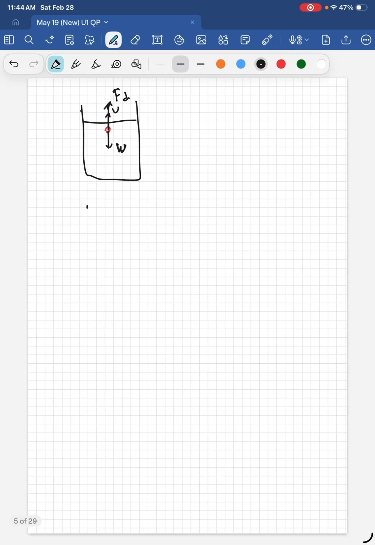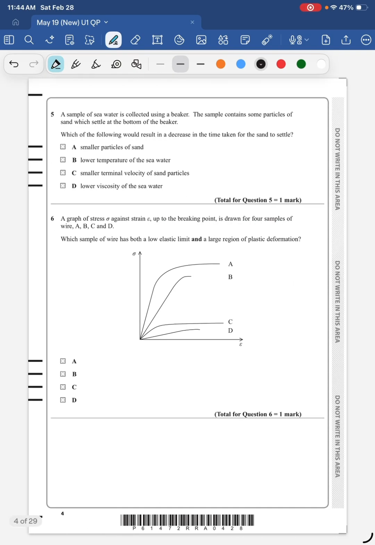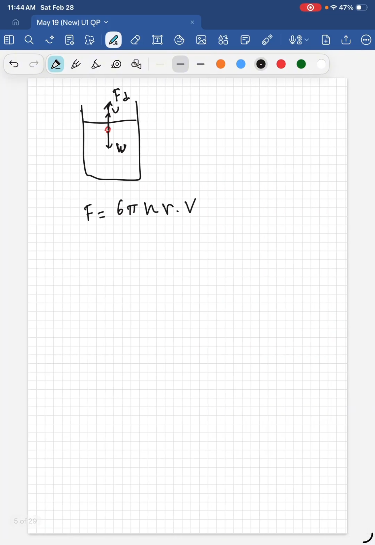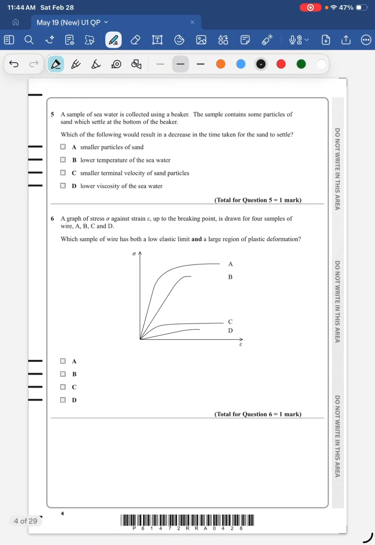Okay, which of the following will result in a decrease in the time taken? The drag force is the Stokes force, so 6 pi times eta, which is the viscosity, times the radius of the sand, times the velocity. Okay, so let's read. Smaller particles means a smaller radius, so smaller drag force. That sounds plausible actually, but let's read the other ones. Lower temperature of the seawater will result in lower viscosity. So that sounds plausible too.